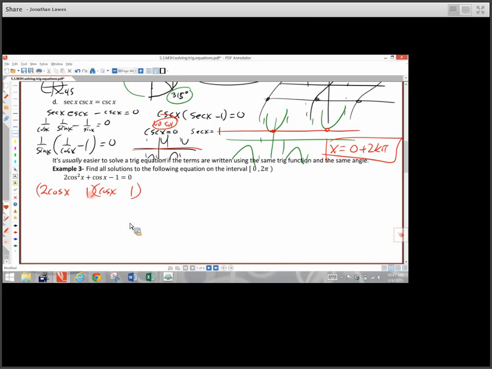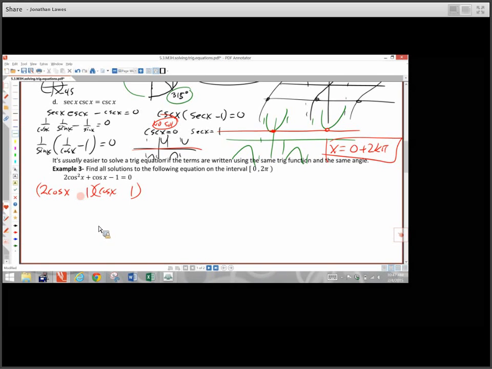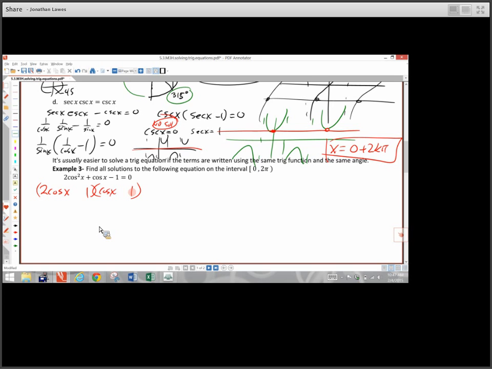So my question is, let's do the positive one. Where does the positive go? Does it go on the first one or the second one? It goes on the second one. This is a plus, and that's a minus. Because if you multiply these together, you're going to end up with positive 2 cosine x, and this is going to be minus cosine x. So does everybody agree this is the correct factoring? Okay. So on this one, we're looking for where cosine of x is equal to 1/2. And on this one, we're looking for where cosine of x is equal to -1.